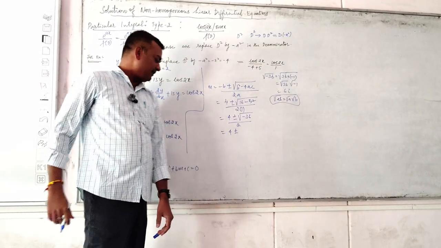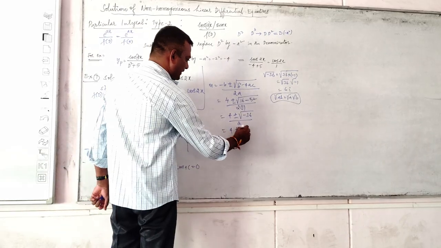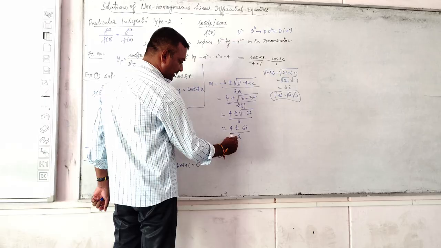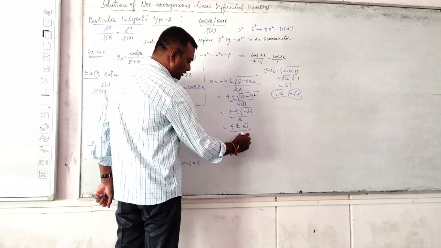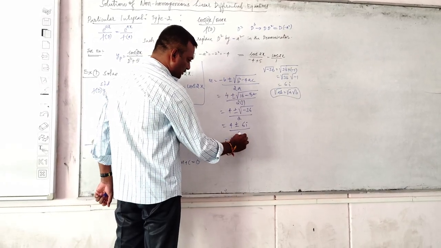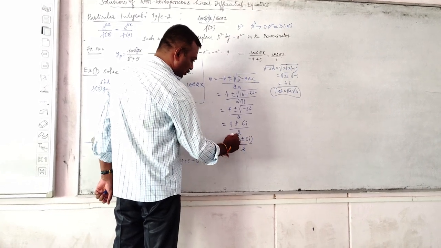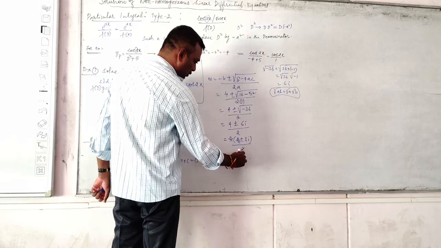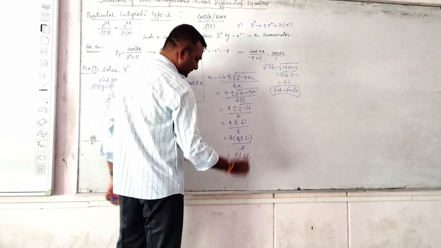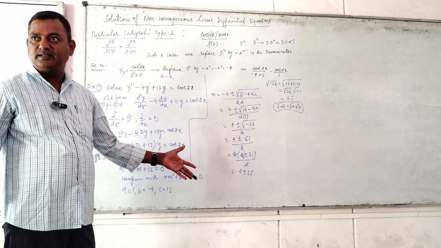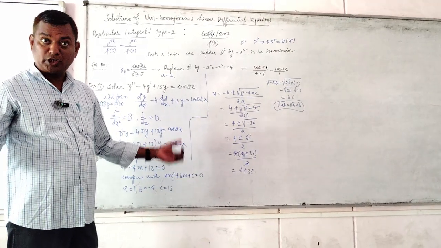So therefore it will become 4 plus or minus 6i divided by 2. Take 2 common in the numerator. You will get 2 plus or minus 3i divided by 2. 2 and 2 get cancelled. You will get 2 plus or minus 3i. So the complex roots always appear in conjugate pairs.